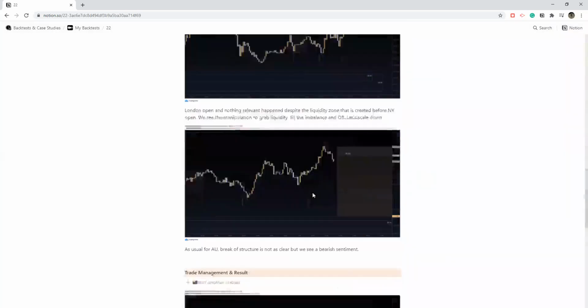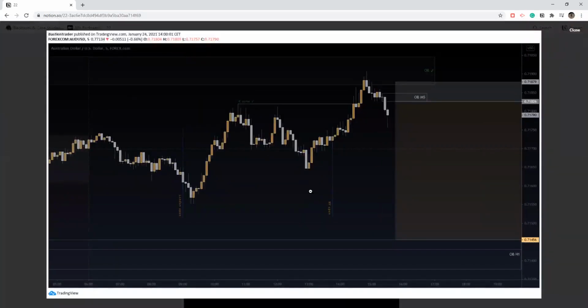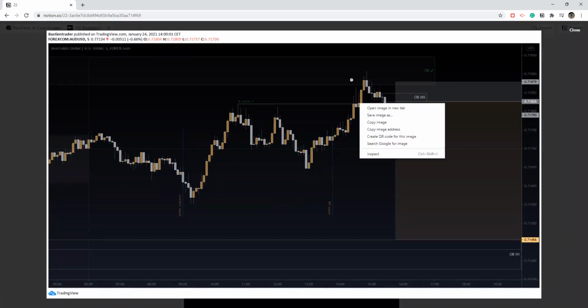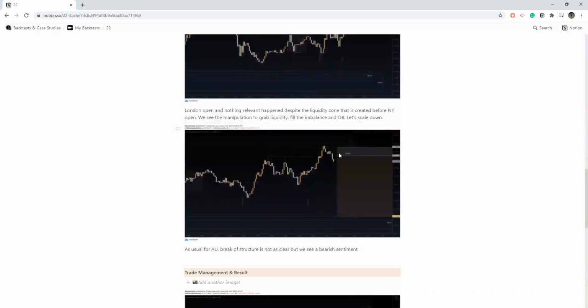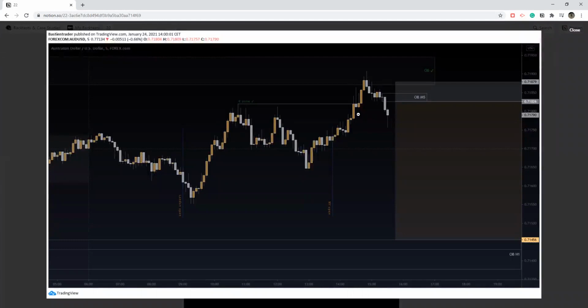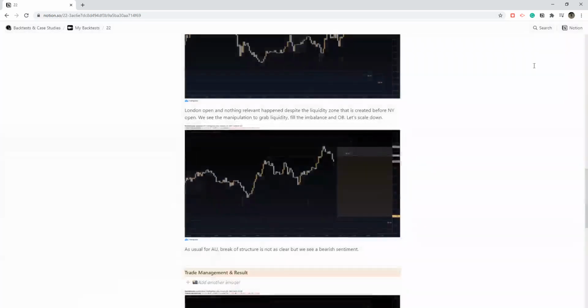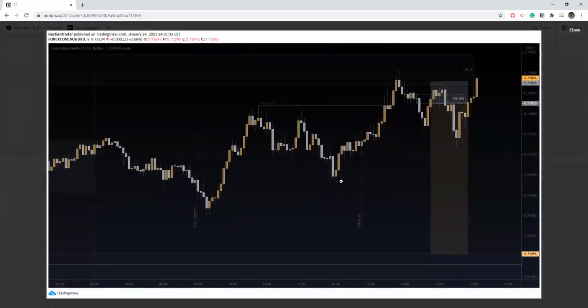So let's see. Yeah, okay. Pushing to the highs. Come on. The market pushes, pulls back, and then breaks structure and creates this OB. So again, this OB, is this really significant? Not really, but it's still fine. Tight entry. Let's see how this plays out. I'm 50-50 on this one.